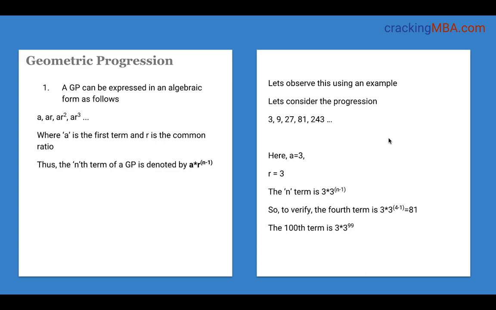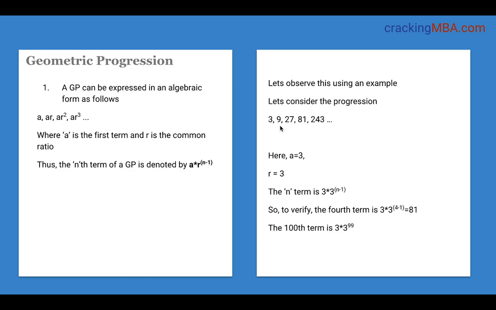Like we saw in the previous slides, a GP can be expressed as a, ar, ar square, ar cube, and so on up to infinity, where a is the first term and r is the common ratio. If I want to determine the nth term of a GP, you can denote it as a into r power n minus 1. Let us see an example of a GP and see how we can identify the nth term and verify if it is actually correct.